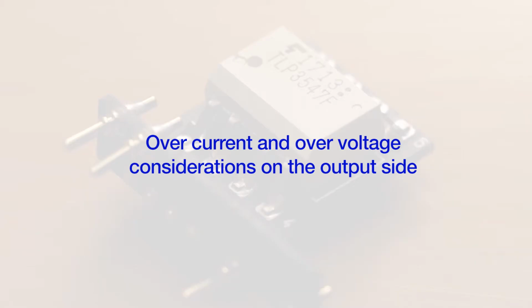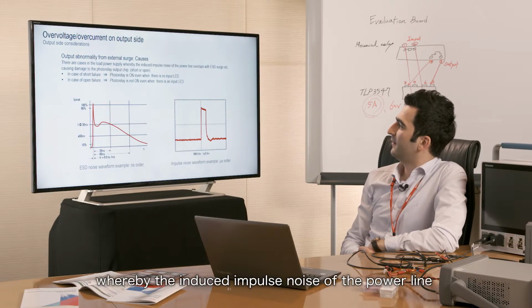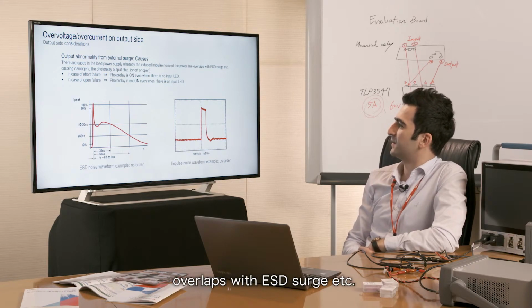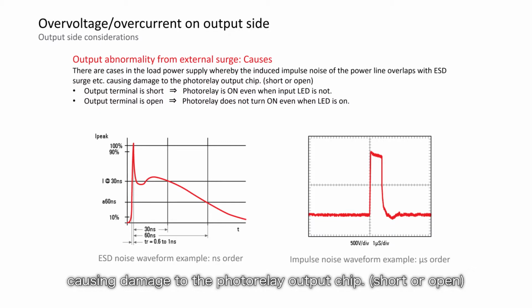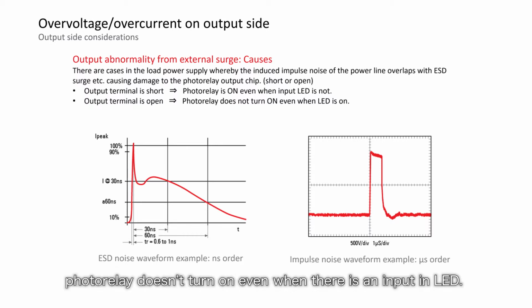Next is the overvoltage and overcurrent on the output side. There are cases in the load power supply where the induced impulse noise of the power line overlaps with the ESD surge, causing damage to the photorelay output chip. In case of short failure, the photorelay is on even when there is no input to the LED. In case of open failure, the photorelay is not on even when there is an input on the LED side.